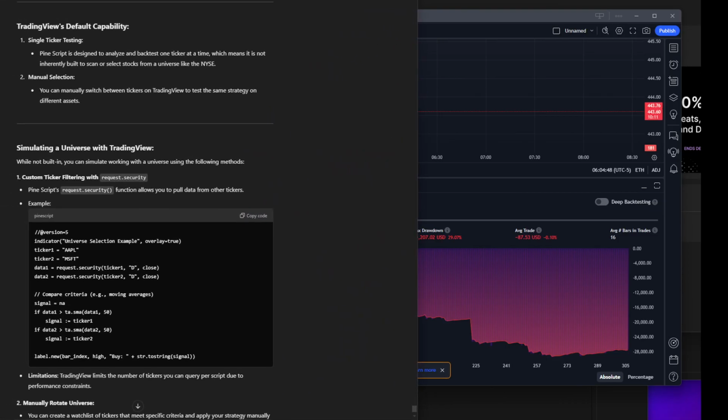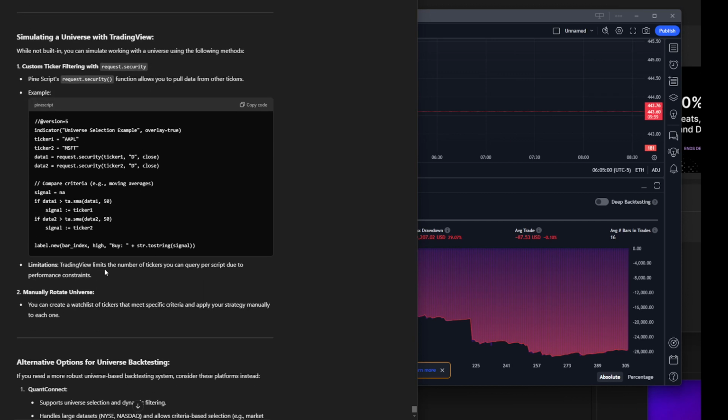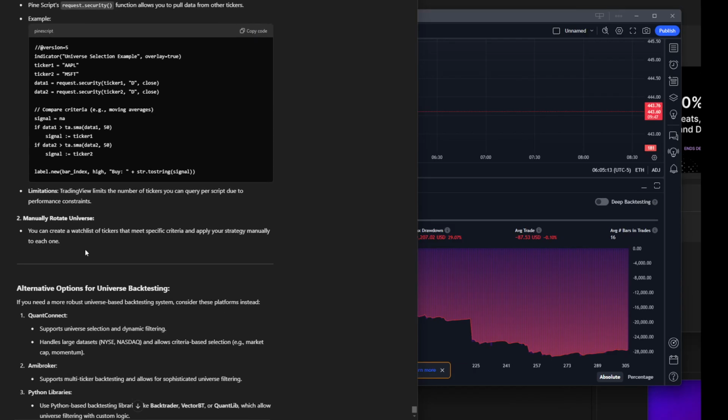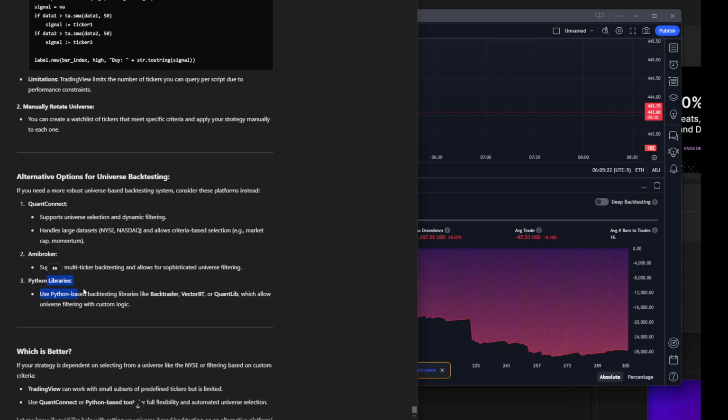While not built in, you can simulate working with the universe using the following methods: custom ticker filtering with request.security scripts. The request.security function allows you to pull data from other tickers. Limitations are TradingView limits the number of tickers you can query per script due to performance constraints. Manually rotate the universe: you can create a watch list of tickers that meet specific criteria and apply a strategy manually to each one. Okay, so that's why we use QuantConnect, AmiBroker apparently as well, and Python.